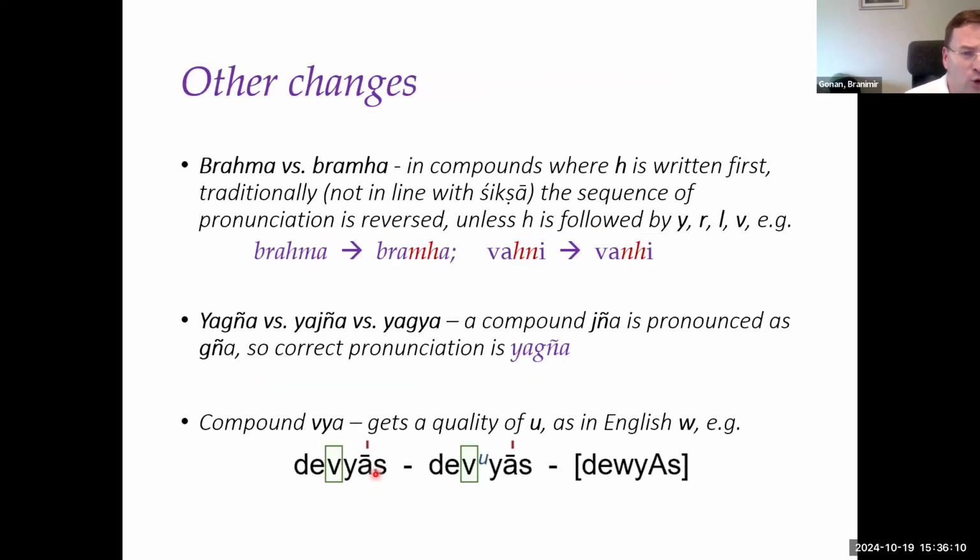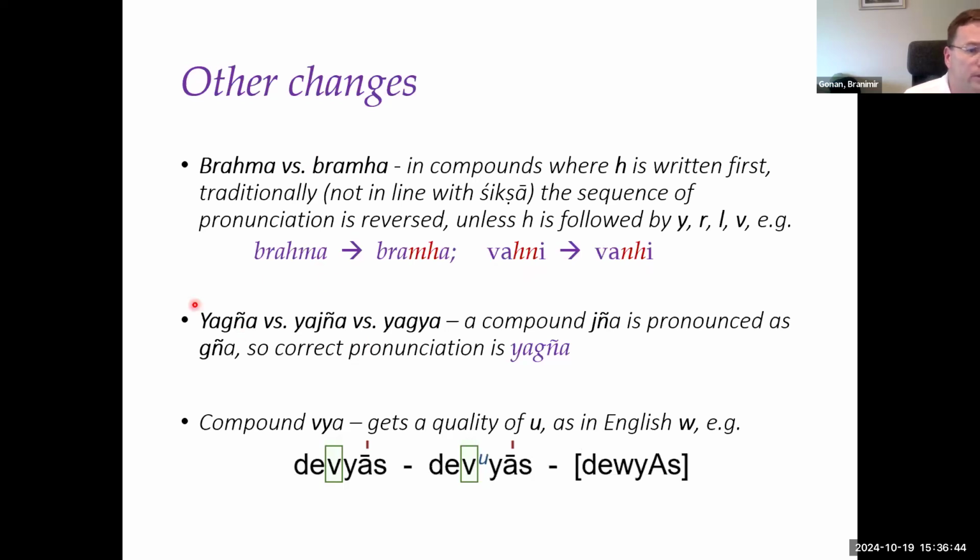Other very common changes are, for example, Brahma versus Brahma. Okay, so we are actually changing. Yeah, this is not in line with Shiksha, but traditionally it is replaced. So we are replacing Hm with Mh. So we don't pronounce Brahma, we chant Brahma. Vahni, Vanhi, okay?